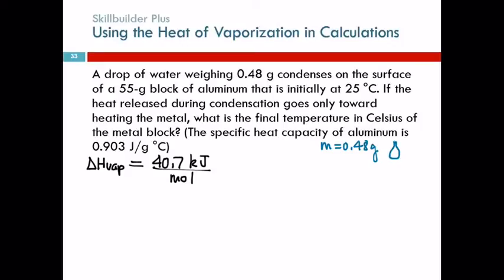So it's condensing on the surface of a block of aluminum. Okay, so aluminum is kind of silvery colored. So here's our block of aluminum. I'll call him Al. What do we know about the block of aluminum? It weighs 55 grams. And it started out at a temperature of 55 degrees Celsius. I'm sorry, 25. I don't know where 55 came from. Oh, it's the mass. 55 grams. And its initial temperature was 25 degrees Celsius.